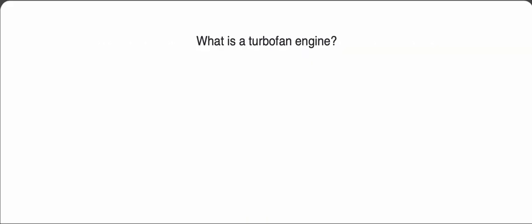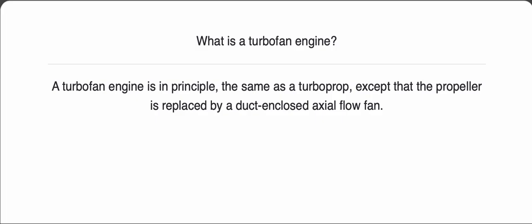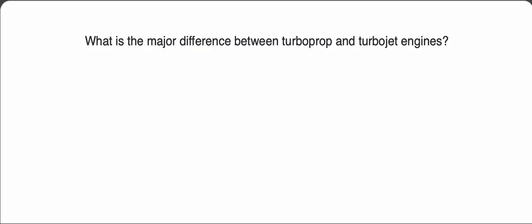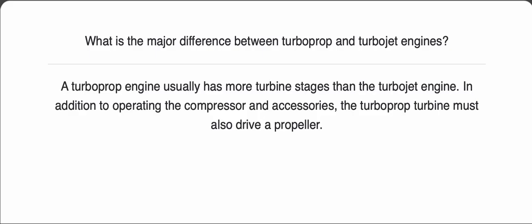What is a turbofan engine? A turbofan engine is, in principle, the same as a turboprop, except that the propeller is replaced by a duct-enclosed axial flow fan. What is the major difference between turboprop and turbojet engines? A turboprop engine usually has more turbine stages than the turbojet engine. In addition to operating the compressor and the accessories, the turboprop turbine must also drive a propeller.